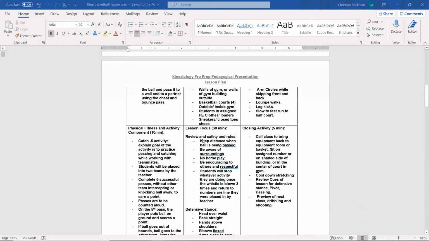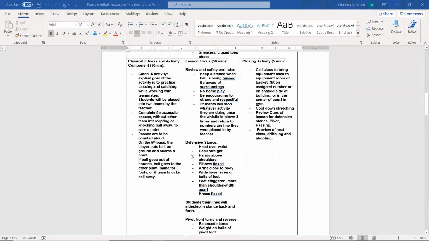For the lesson focus, I will review safety and my rules. Keep a distance when the ball is being passed. Be aware of surroundings. No horseplay. Be encouraging to others and respectful. Students will stop whatever activity they are doing once the whistle is blown 3 times and return to numbers or lines they were placed in by the teacher.